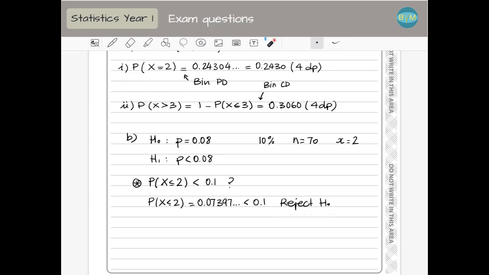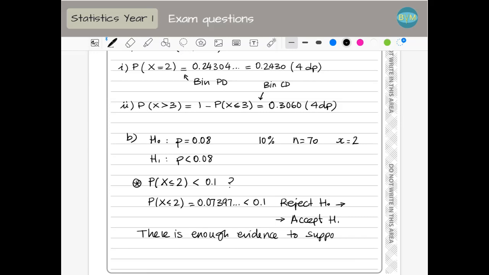So there is enough evidence to say that the probability is smaller than 0.08, because this is smaller than the significance level. Every time you reject H0, you have to accept H1. So there is enough evidence to support the claim, or something like this, the claim.